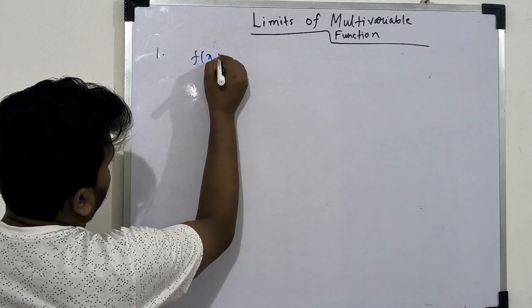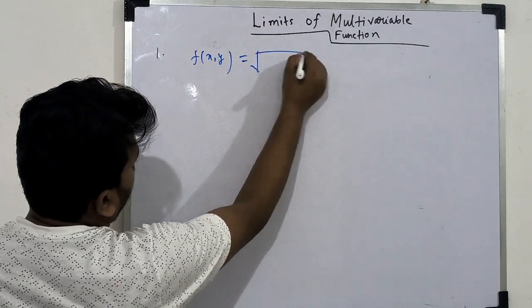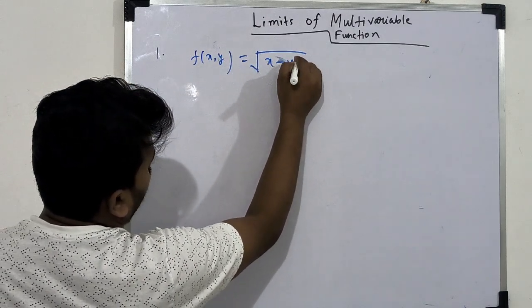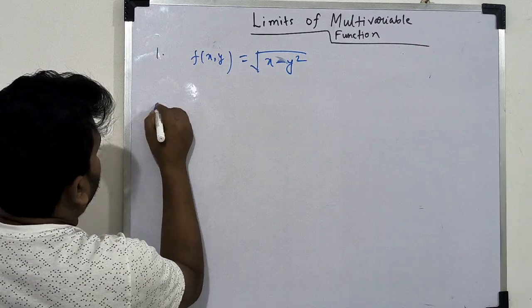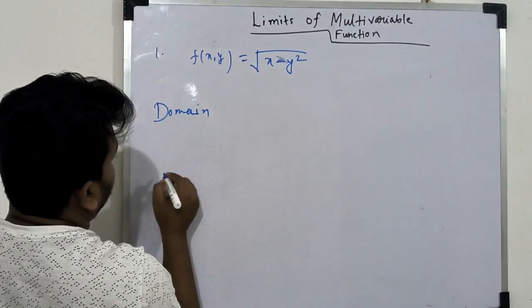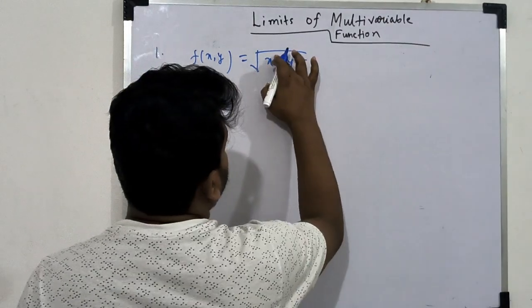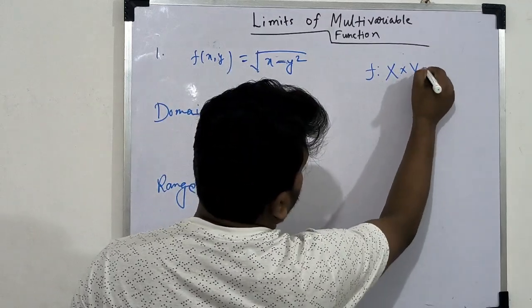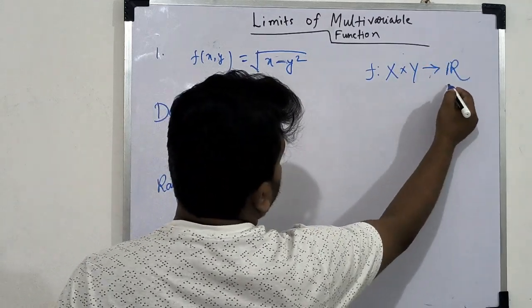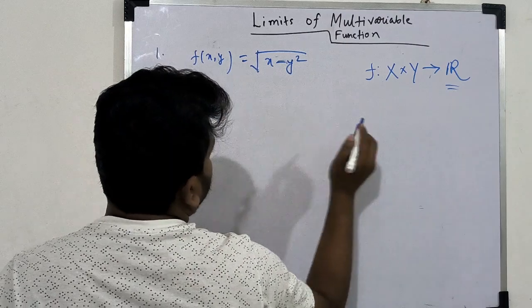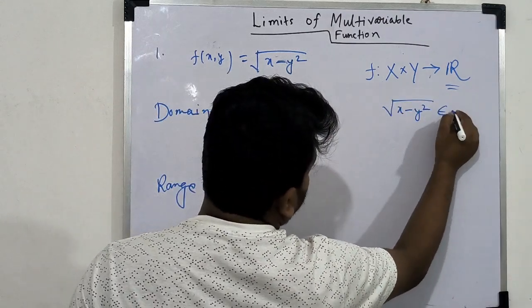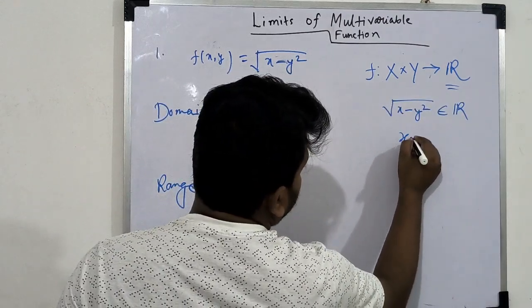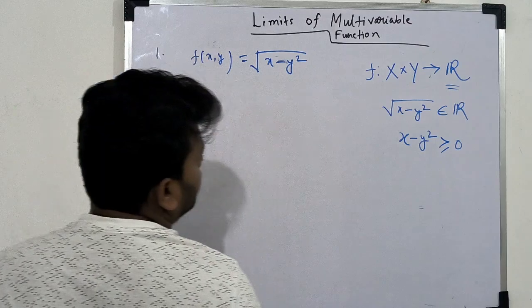First we take f(x, y) equal to root over x minus y squared. So we will find the domain of this function and range. For this, this is a function from R cross R to R. This function goes to R, so this needs to be a real number. So it will be real if and only if this is greater or equal to 0.